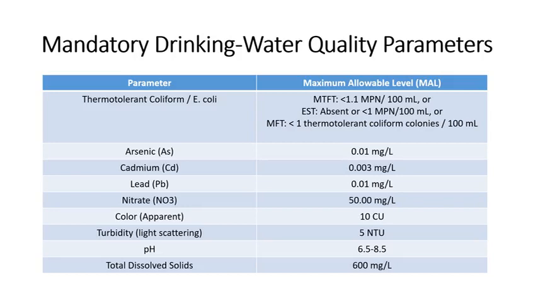All right, so you have your E. coli, arsenic, cadmium, lead, nitrate, color, turbidity, or the amount of light scattering that the water does. Note that clear water won't scatter light a lot. pH and then dissolved solids.